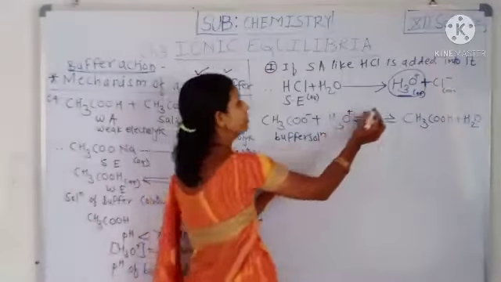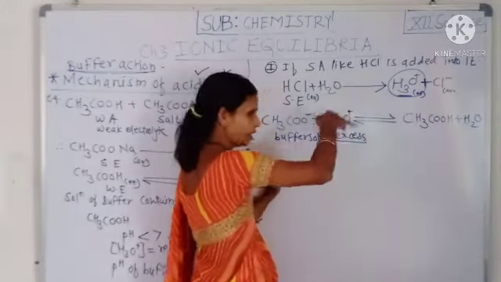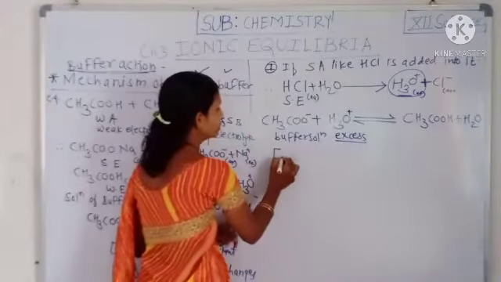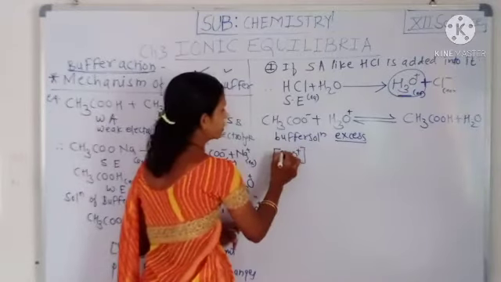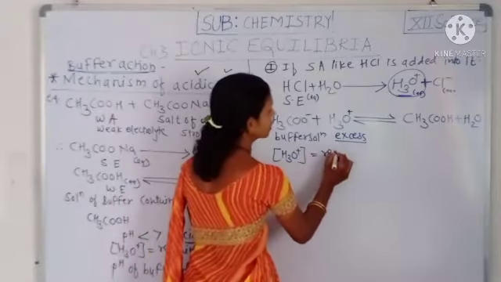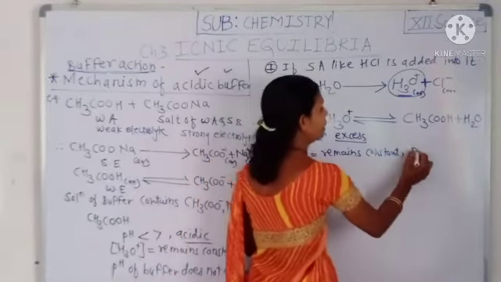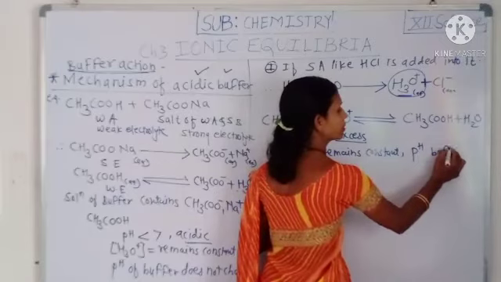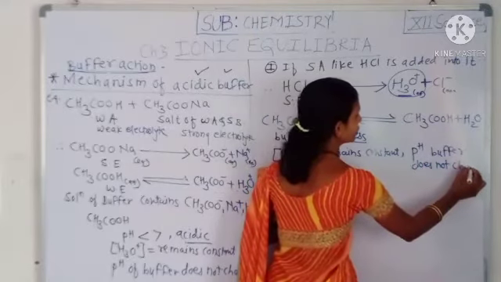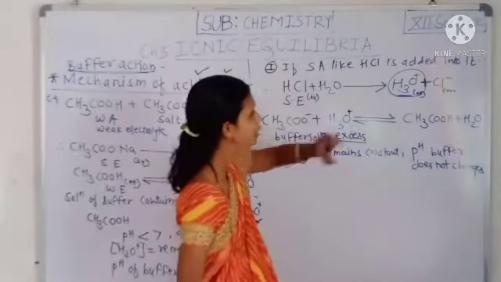That means here the excess H3O+ ions are consumed. Therefore, there is no disturbance of the concentration of H3O+, and the concentration of H3O+ again remains constant, and the pH of the buffer does not change even after addition of a small amount of HCl into it.